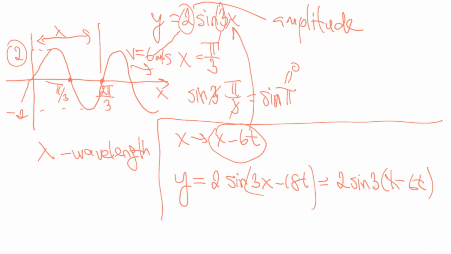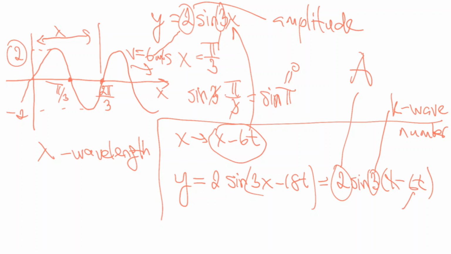By the way, of course, if I write the general expression here, I will rewrite the 2 by A, this point here, the amplitude. And the number that's written here is denoted as k, and it's known as the wave number. And the number that's in front of t gives me the velocity, or the speed of motion.